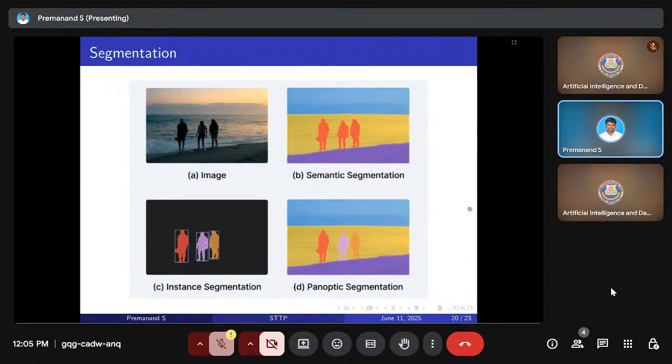Usually in deep learning they will be doing this. This is the original image. This is a semantic segmentation. So what do you understand from this semantic segmentation? Broadly classified: sky, river, land, person. So this is what we can do with respect to this kind of semantic segmentation.